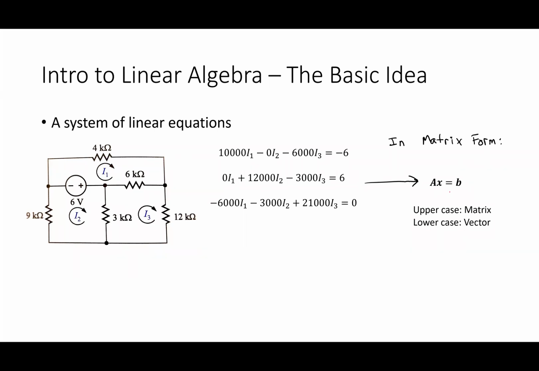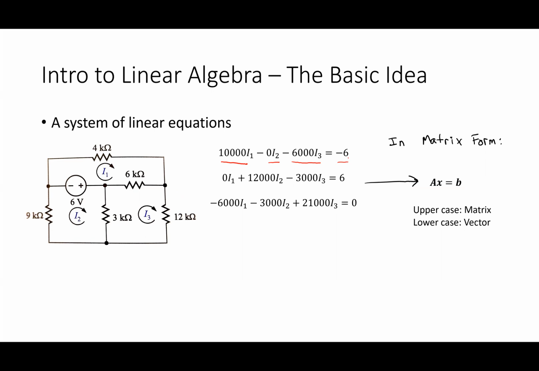So a couple of things about that statement. Anytime I have a matrix, I write it as uppercase. Anytime I have a vector, I write it as lowercase, okay? So I have AX equals B. Somehow I should be able to write this set of equations in that form, all right? So we're going to do that. Let's take the first equation here: 10,000 I1 minus 0 I2 minus 6,000 I3 equals -6, okay?